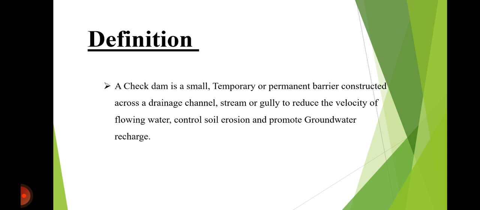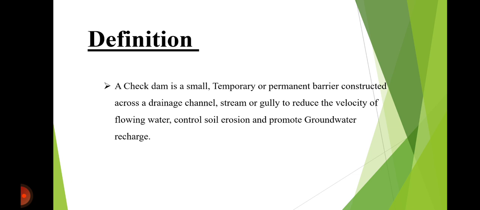A check dam is a small barrier constructed across a gully, drainage channel or small stream to slow down the flow of runoff water, reduce erosion and trap the sediments. So this is the definition. Once again I repeat the definition.